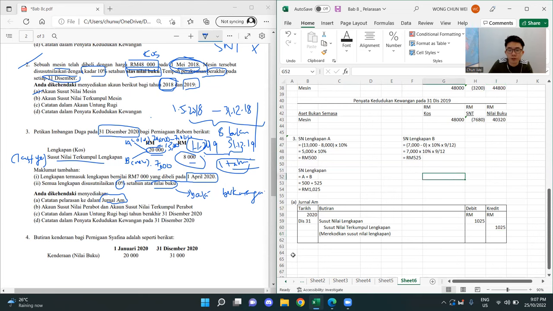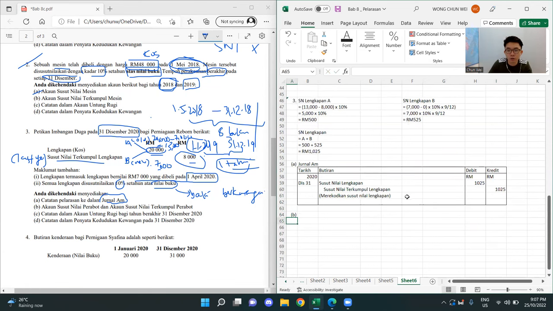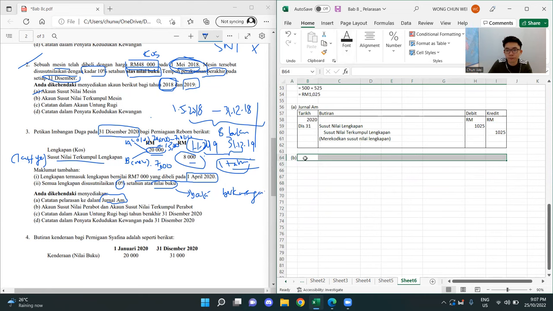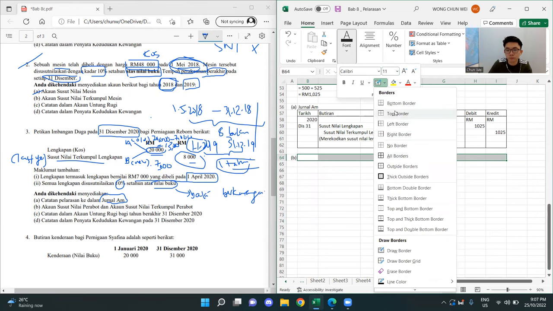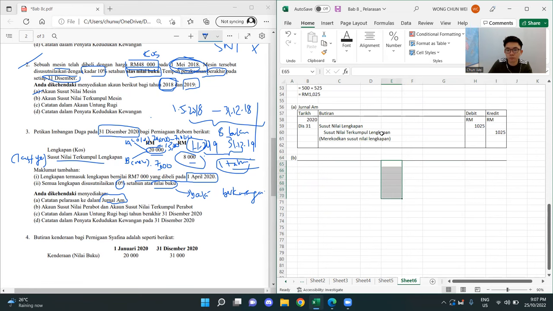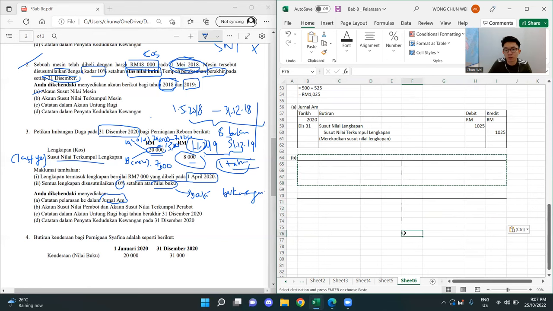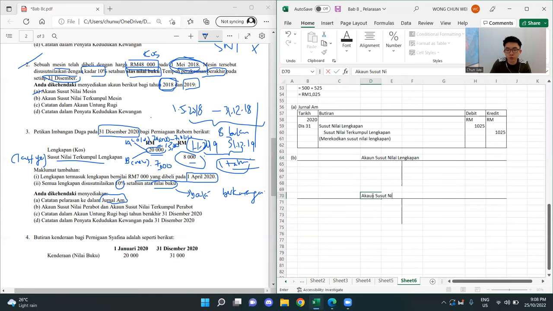So that will be for B. B is the same thing, all right? How you did for just now, your ledger, you just book out account. So have to do susut nilai perabot and susut nilai terkumpul perabot. This lengkapan lah perabot. Should be lengkapan. Right? Mistake. Should be account susut nilai lengkapan. Okay, we're doing for lengkapan. Account susut nilai terkumpul lengkapan. Okay, so it's just the same thing.